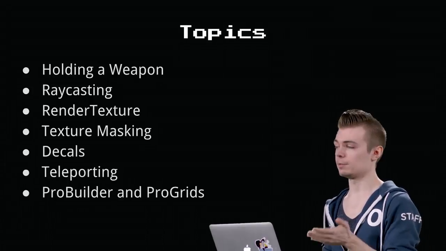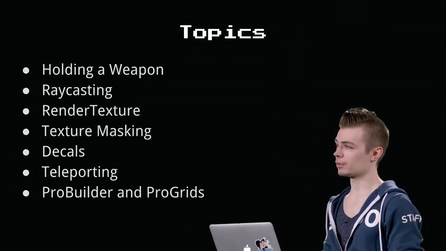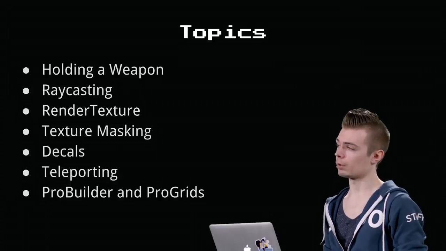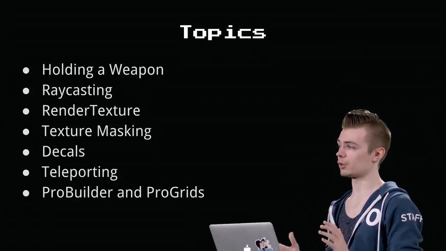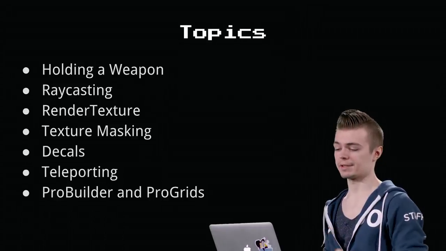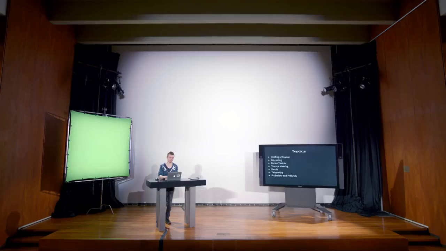And lastly, we'll take a look at some new tools that Unity has introduced with 2018.1, ProBuilder and ProGrids, which allow you to actually model geometry in the scene. And this is what the assignment is going to be focused on, because going forward, I foresee it being a major part of modern Unity development and or prototyping.